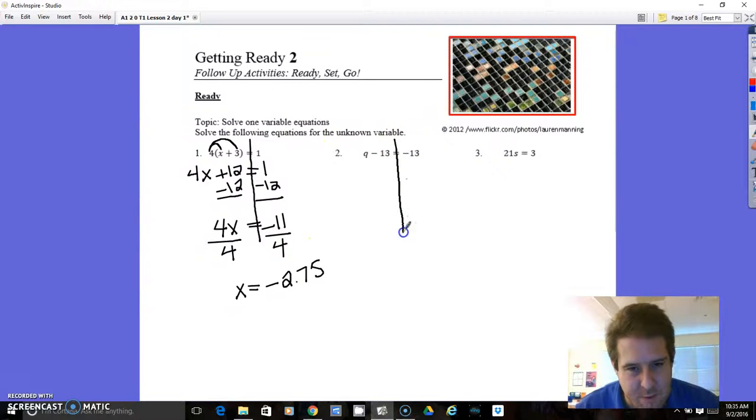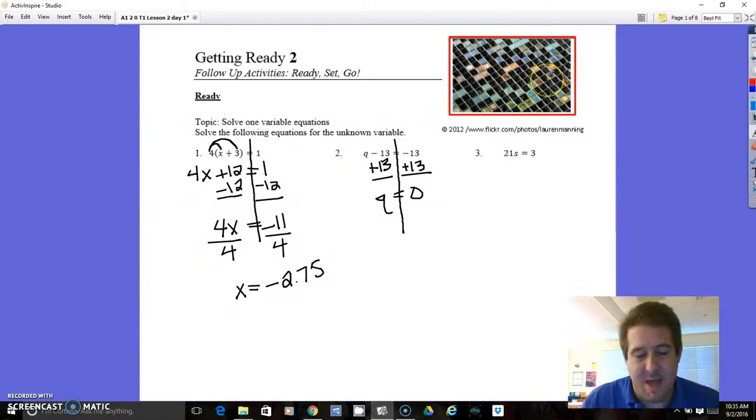Now this question over here is probably an easier question. That's because you are adding 13 to both sides. Ooh, having a little trouble there. Add 13 to this side, and you're going to notice that Q is going to be 0. Now that doesn't mean there's no answer. That means the answer is 0. Those are two different things. To say there's no answer is something completely different that I'm going to show you at the end of this video.